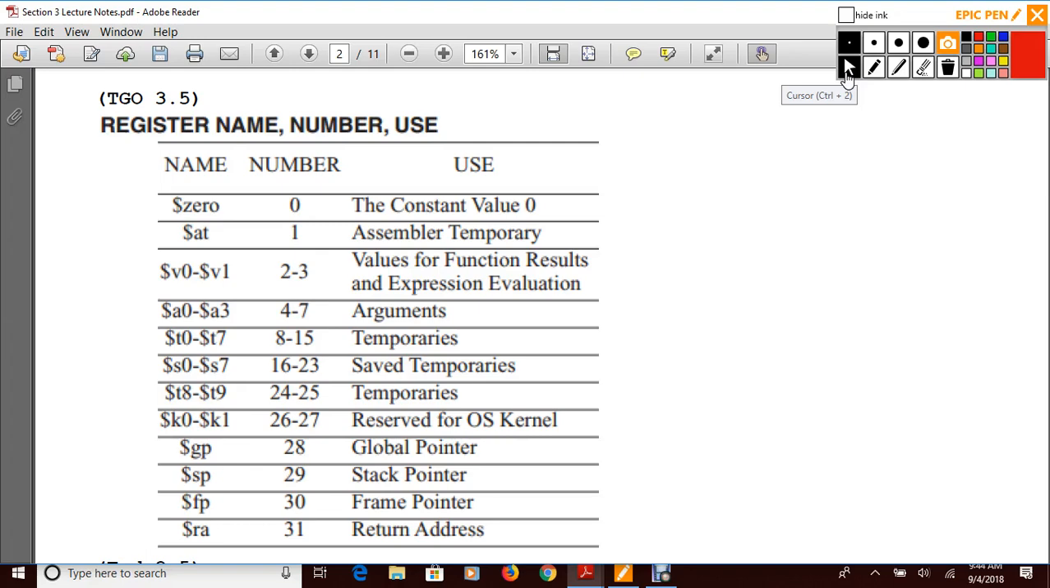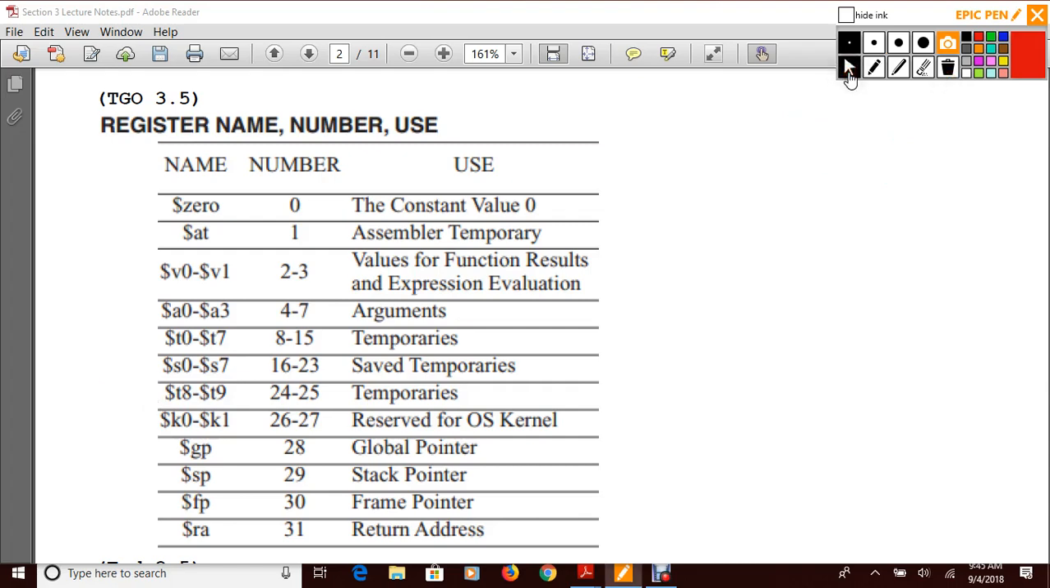So MIPS has 32 registers. Makes sense because we have 2 to the 5, 32, and this is what each register actually does. So we have a name for them. The name is what's in the assembly language. So when we're writing assembly language, this is what's actually used. The number is what actually correlates to the physical 5-bit value. So for example, if I say S1, I go here and I see that S0 through S7 correlates to 16. That means S1 correlates to 17.